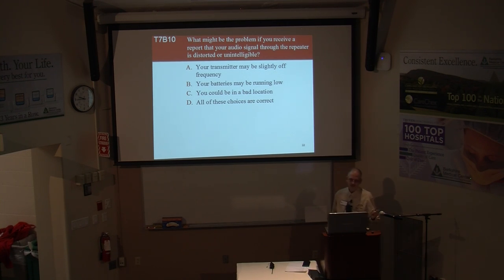What might be the problem if you receive a report that your radio signal through the repeater is distorted or unintelligible? All of these. Your battery is important. If it doesn't have whatever it is, 7.4 volts, as it starts to drain, you could be in a bad location. Move a couple of feet. And we don't have to worry about much being off frequency on these guys, because it kind of is what it is, you know?